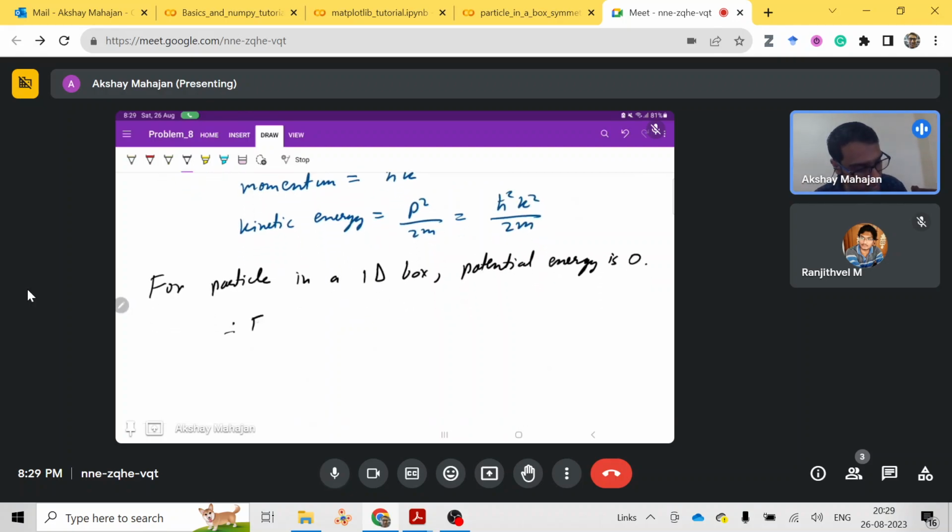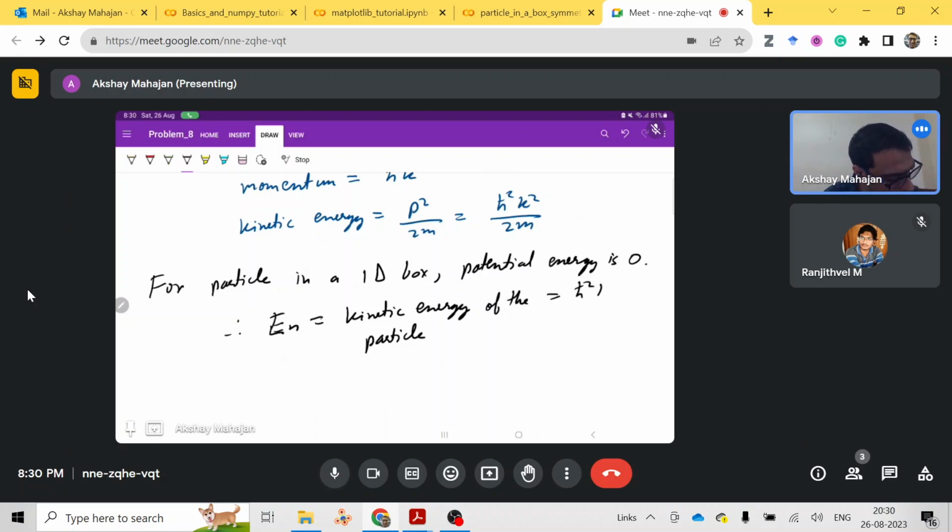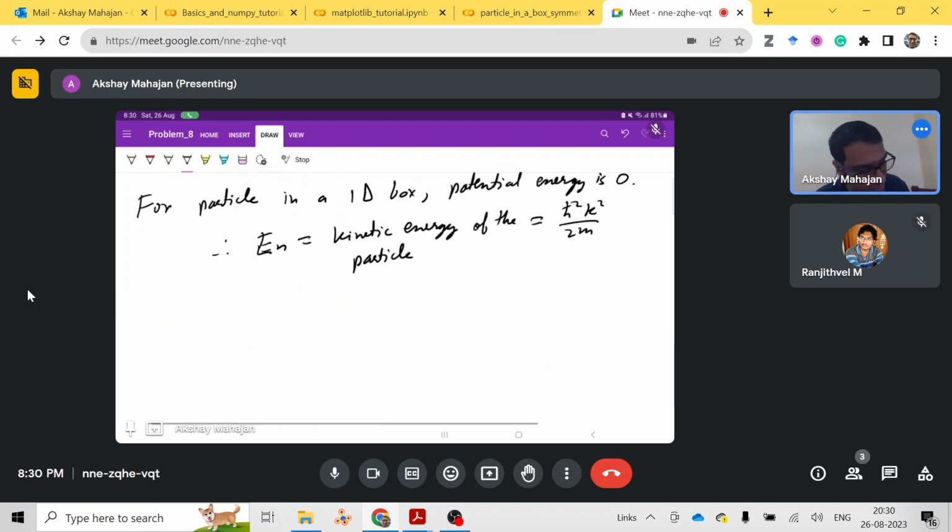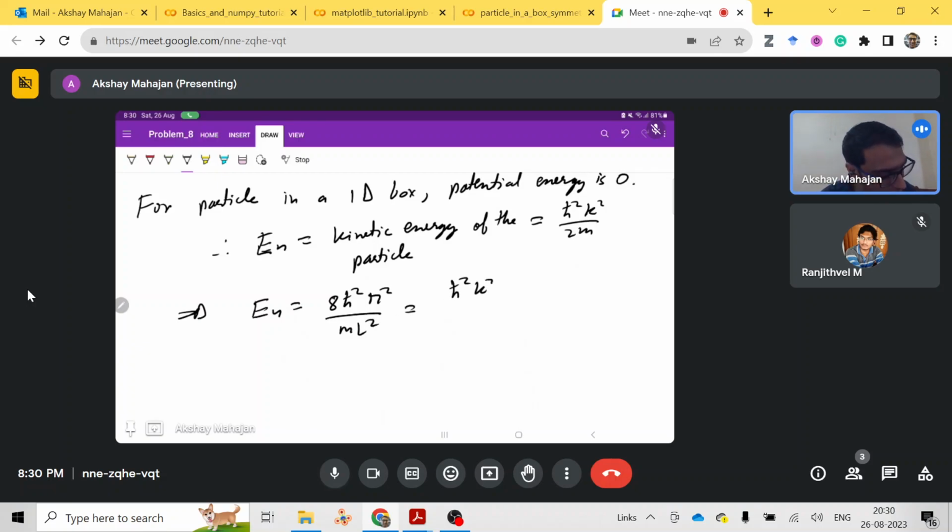Therefore, whatever En we get for the particle in a box problem will be equal to the kinetic energy of the particle, and that will be equal to h cross square k square by 2m. So the energy of our particle is E4, which we have calculated to be 8 times h cross square pi square by m L square. Now that will be equal to h cross square k square by 2m.